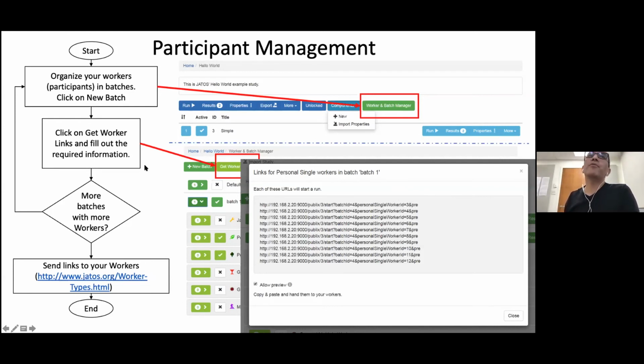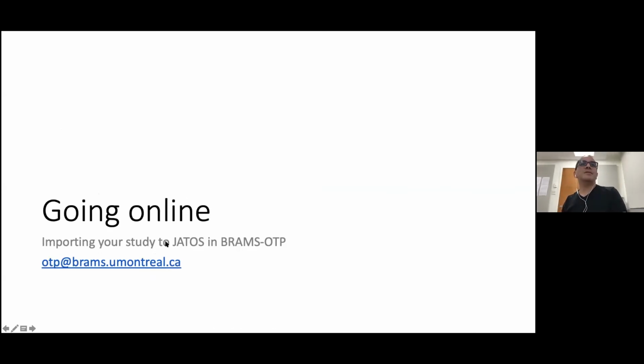So if you need more workers or more batches, you just keep doing this until you reach the goal that you want. And that's it. So you're ready. You write to us at otp@bramsumontreal.ca. That is seen by me and probably in a lesser quantity by Nick. And we'll try to help you as soon as we can, getting you an account and explaining details if needed. And then from here, it's pretty simple.